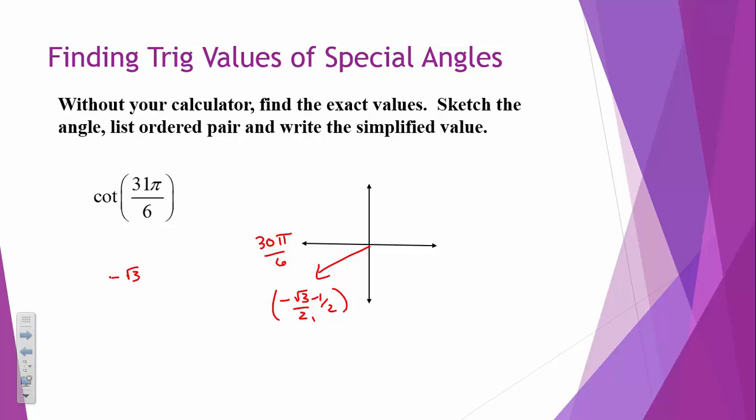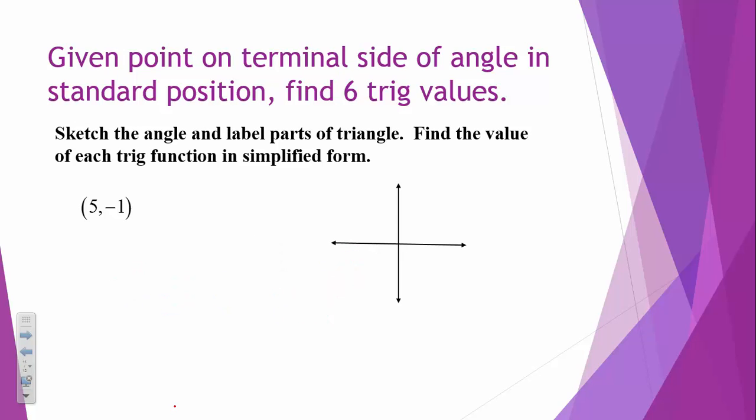Negative radical 3 over negative 1, because remember the 2's are going to drop out. A negative divided by negative is a positive radical 3. Okay, so that's those kinds of problems. The other kinds of problems you're going to have is where I give you some information and you have to find the other trig values.